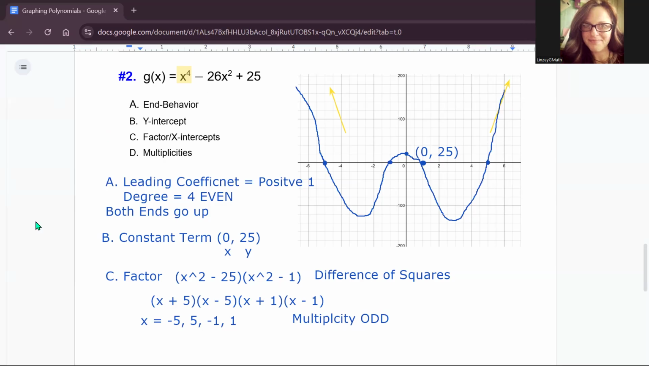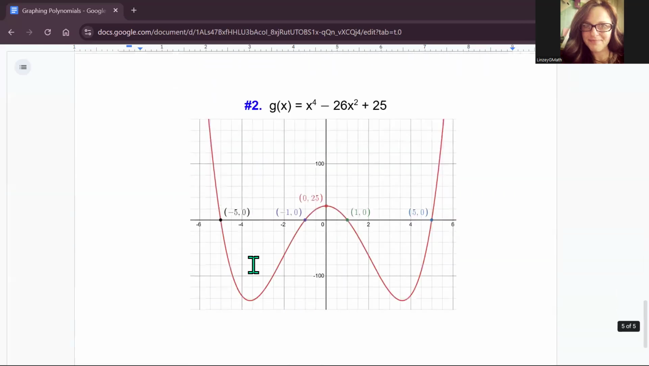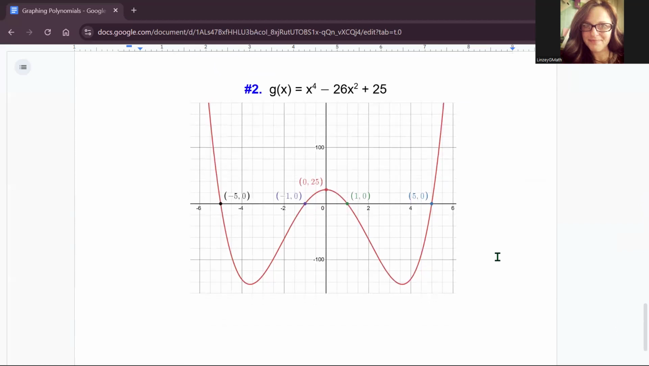And we'll take a look at our solution. I did graph it. And that concludes graphing polynomials.